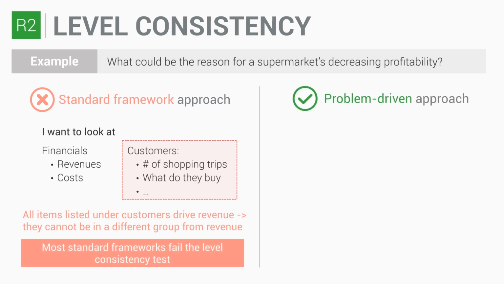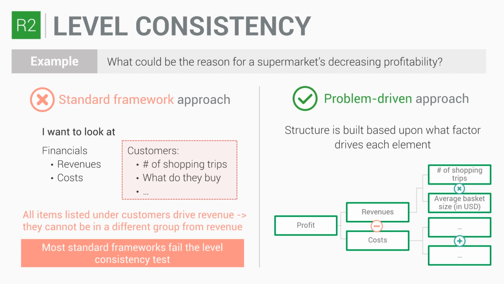Our problem-driven approach will help you build a structure that is based upon what factor drives each element. As such, profit would be further broken down into revenues and costs. Revenues would further be broken down into number of shopping trips and the average basket size. This approach ensures that you don't miss out on the cost factor and also on further subdivisions of the nodes like number of shopping trips and average basket size.